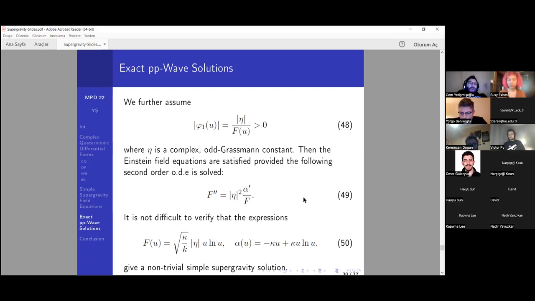I will ask one last question real quick. You also told us that this is not a trivial solution. Was this in the sense that it's not super gauge generated? So there is no classical solution corresponding to this, in a sense. This is not in the super gauge orbit of any classical solution. It's not locally super gauge generated. This is what I meant. How do you show this for this solution?